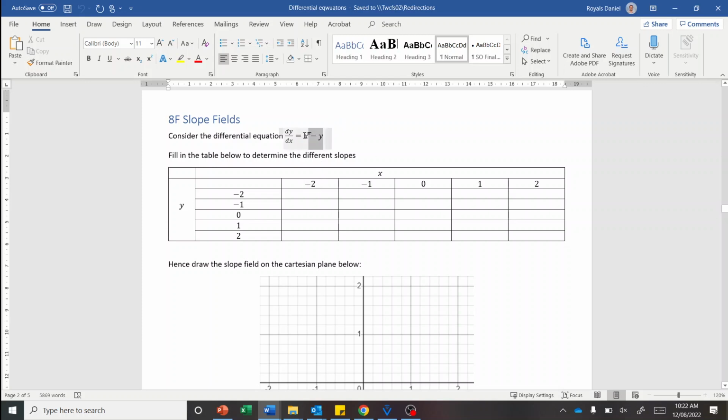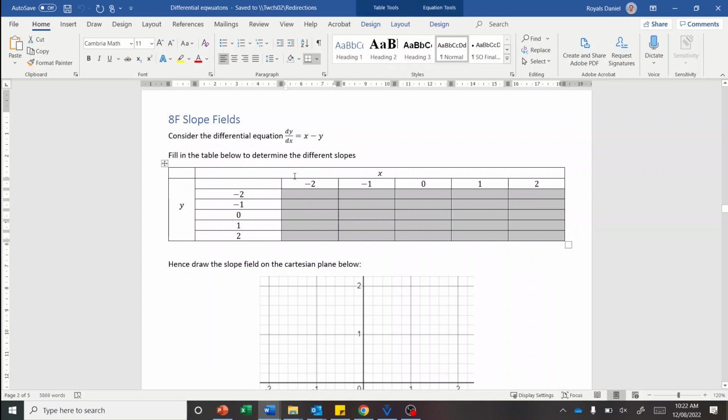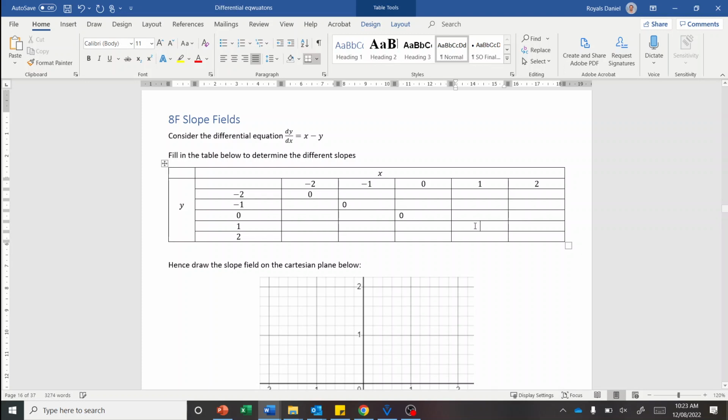So this is the differential equation, right? x take y. So we're going to fill in this table of values to determine the slope at those different points. So if we have x is minus 2 and y is minus 2, and I do minus 2 take away minus 2, I'm going to get 0. Okay, so we're going to put a 0 there. We're going to fill this whole table in together. I'm going to go down the diagonals because that's easy. If I do minus 1 take minus 1, 0. So you can see we're going to have zeros down all the diagonals here.